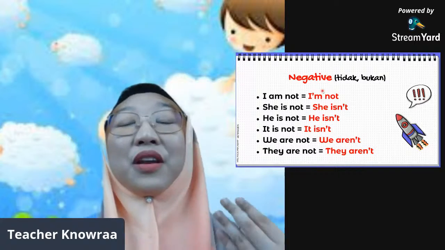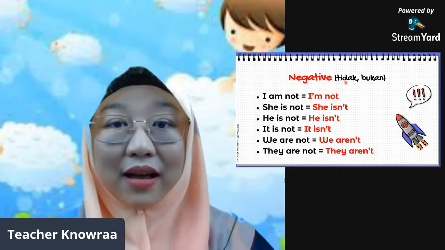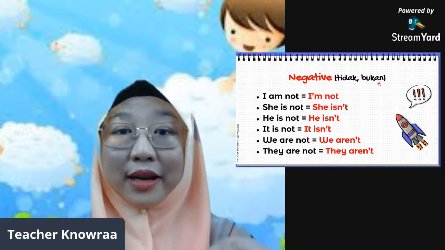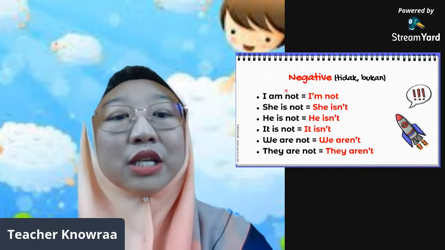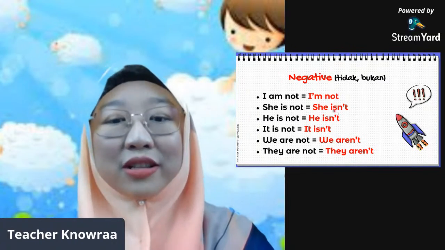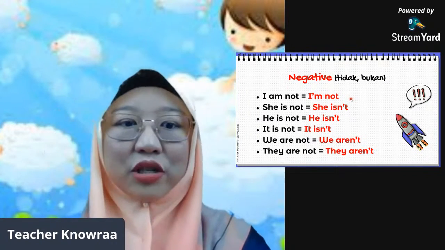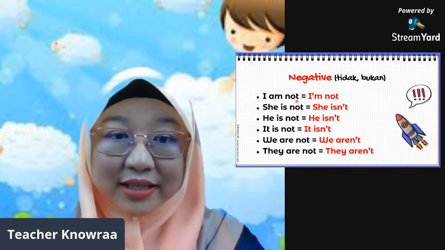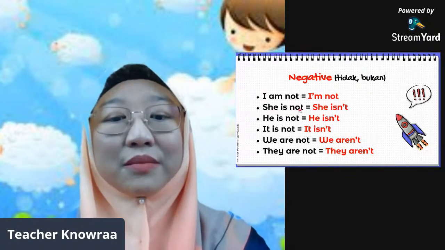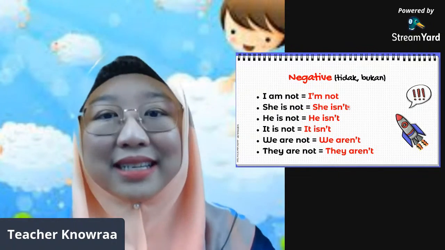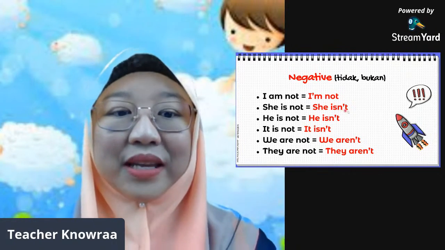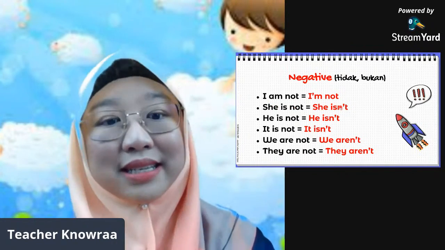So, what's the meaning of not? It can be tidak, it can be bukan. Depends on the sentences. Bergantung pada ayat. Okay. So, what do you have to do? You just put a not here to change. So, I am not becomes I'm not. She is not becomes she isn't. Okay. The way you say is isn't. She is not, she isn't.